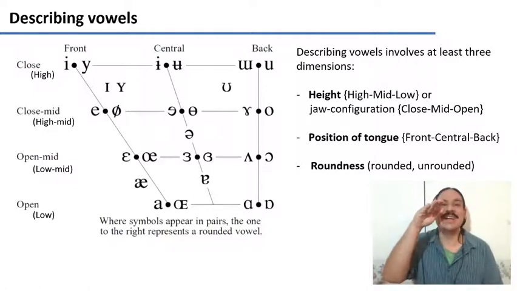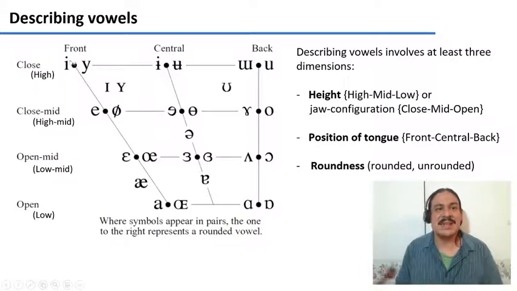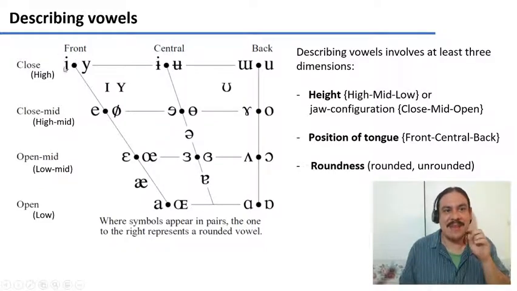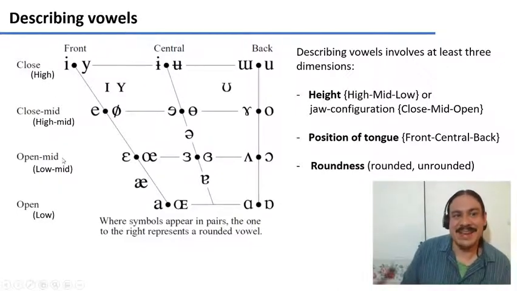So high means that your tongue is higher in your mouth. Low means that the tongue is lower. I'm going to say this one is U, and this one is the A in stop, for example. U, A, U, A. You'll feel how your tongue again goes up and down. So that's what height means. And by the way, the table also has these terms closed and open, because that's what your jaw is doing. When it's a high vowel, the jaw usually closes a little bit. But we're going to be using the height of the tongue as the reference: high, mid, and low.